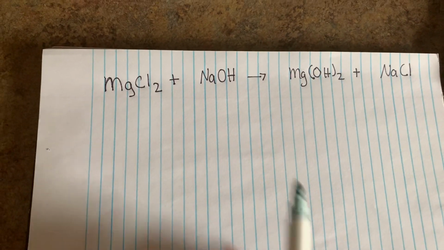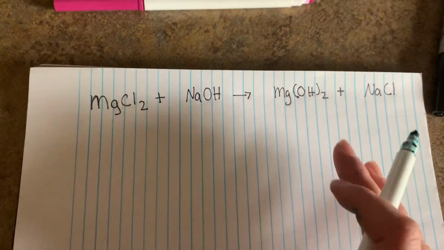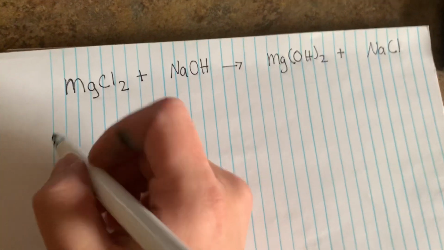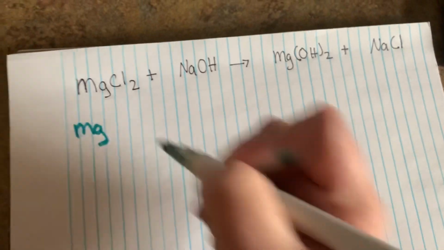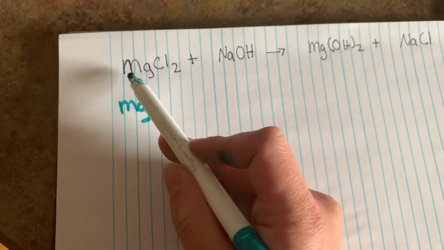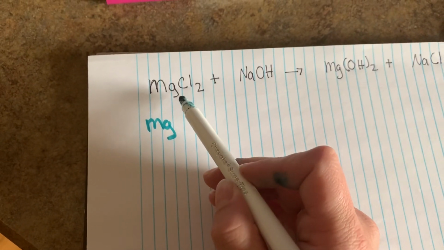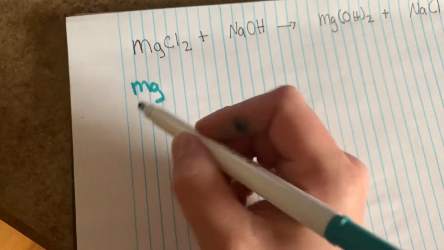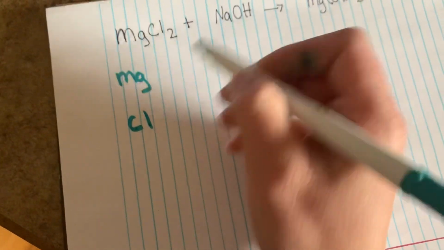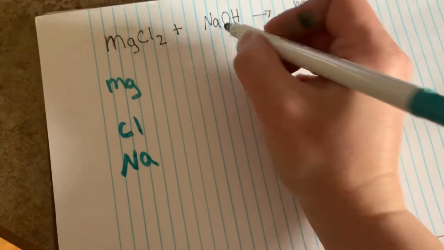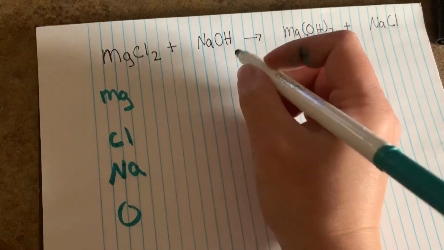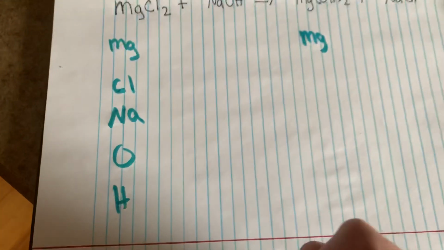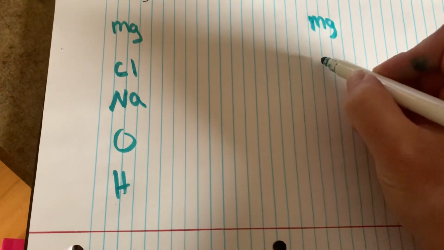Remember, our first step for balancing equations is to list out each of the atoms that we see on the reactant side and on the product side. Remember, to tell an atom, it's a capital letter and a lowercase letter, or just a capital letter. So on this side I have Mg, Cl, Na, O, and H. On this side I should have the same exact atoms, and I'm going to go in the same order so I can easily match them up.